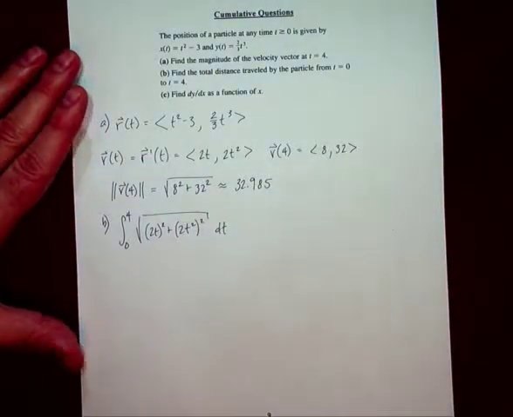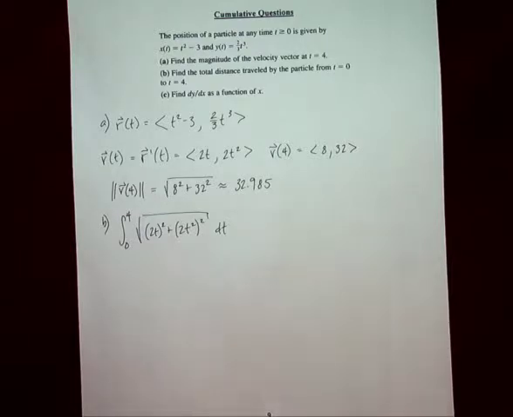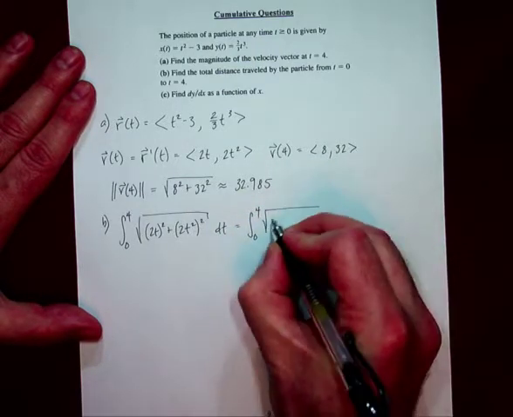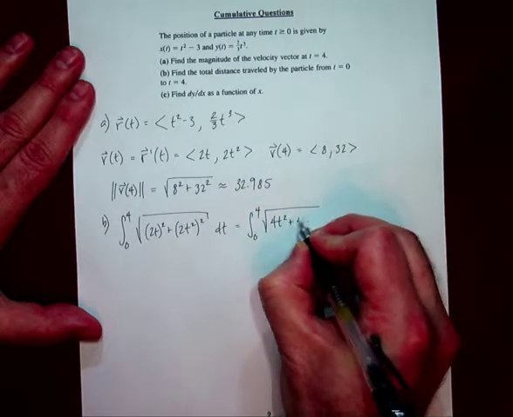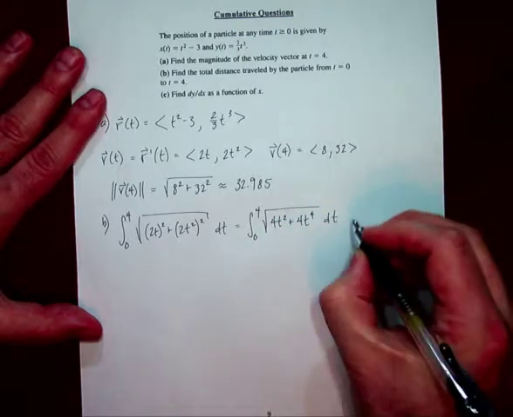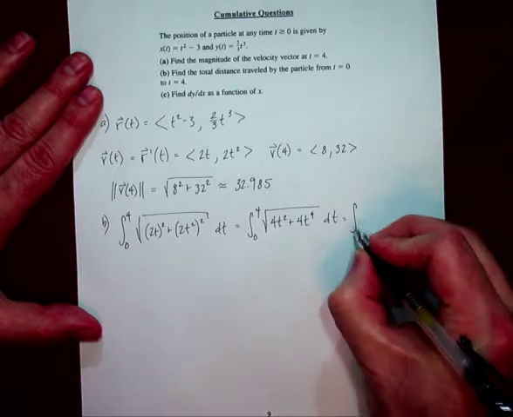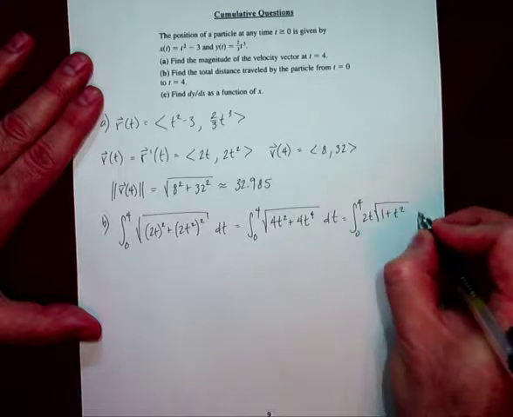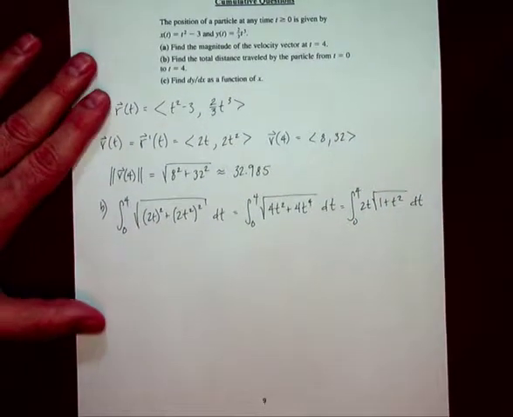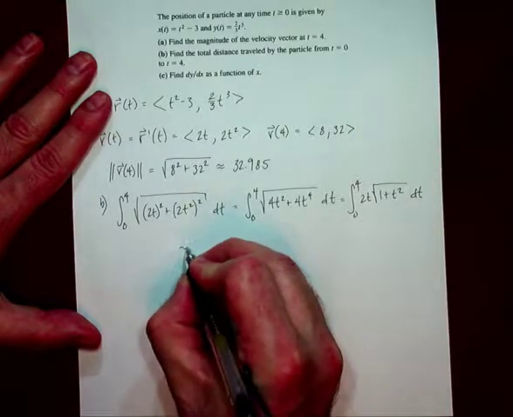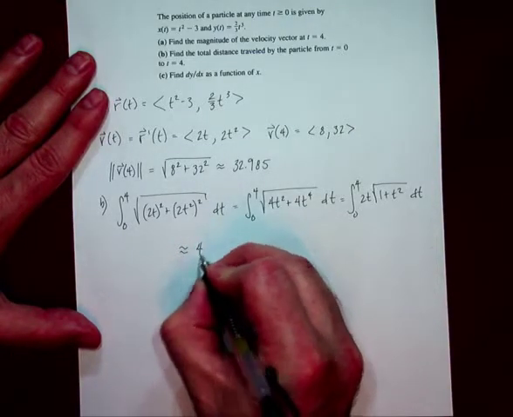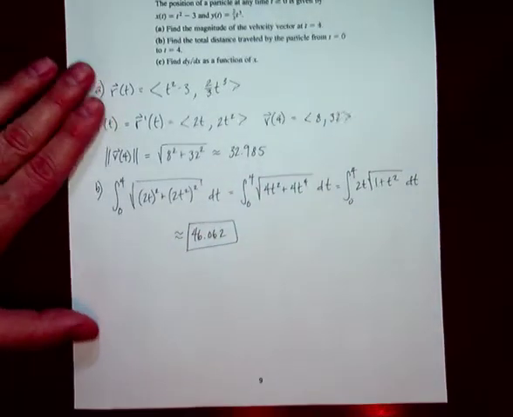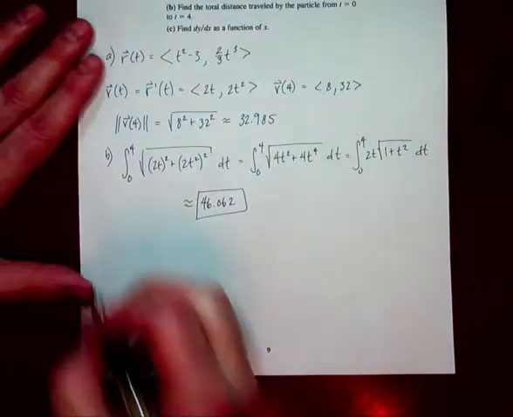We know it as total distance when we're dealing with vectors, but it's really the same thing. And this one is actually doable by hand, because it becomes the integral from 0 to 4 of the square root of 4t squared plus 4t to the 4th. When you pull out the 4t squared, you get 2t times the square root of 1 plus t squared, which is a simple u-sub problem. But if you plug it into your calculator, you get 46.062. You could do this by hand, and if you want to do it at your leisure, go ahead.